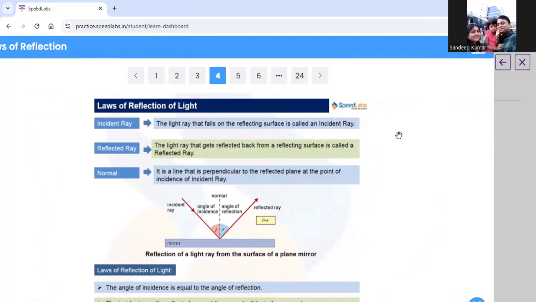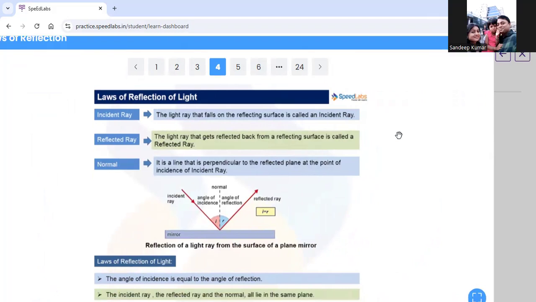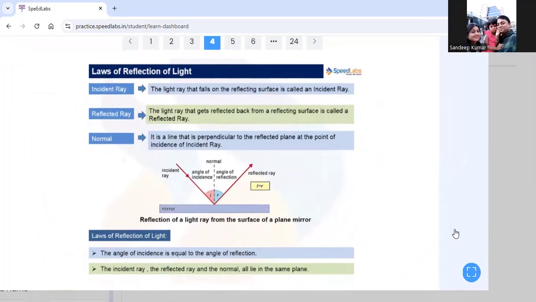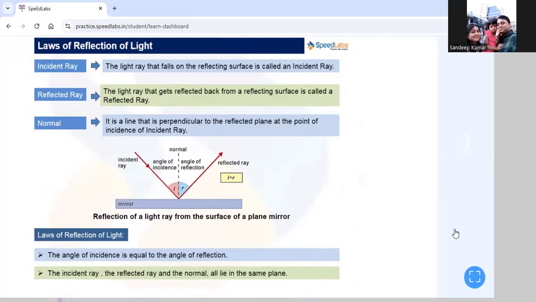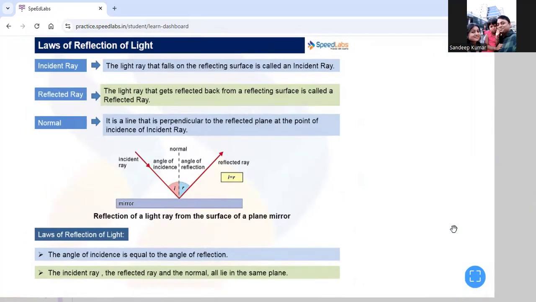Yes or no? They ask laws of reflection in the exam, children. Laws of reflection. So there are 2 laws you should know. First law: the angle of incidence is equal to the angle of reflection. Okay, this angle I is equal to angle R. And the second one: the incident ray, the reflected ray, and the normal at the point of incidence all lie in the same plane. Okay, these are the 2 laws you should know, children.